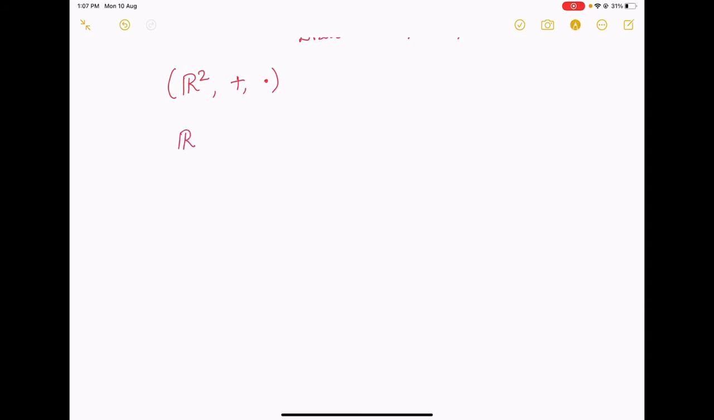First we see how the elements of R square look. R square means R cross R. It means its elements are of the form x comma y, that is, an ordered pair x comma y, where x belongs to R and again y belongs to R. So the elements of R square are of the form x comma y. Now how do these elements perform vector addition and scalar multiplication?